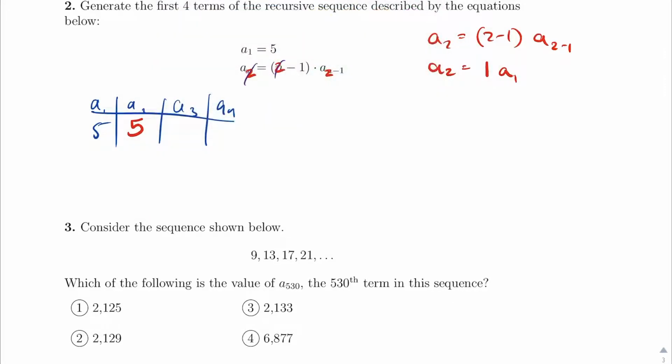Next up, we do the same thing with 3. So to get a sub 3, we plug in 3. So we get 2 times a sub 2, which is 10. And now we do the same thing with 4. A4 is equal to 3 times a sub 3, so 30.